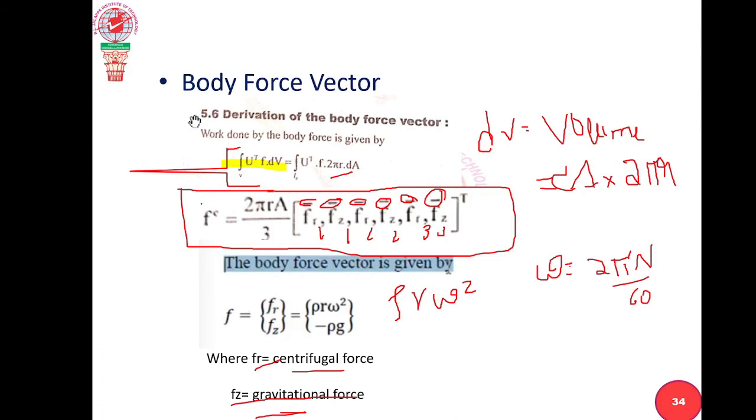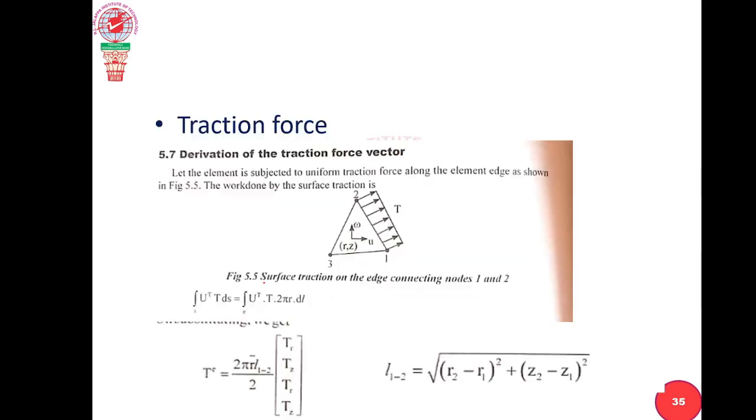you can directly calculate the body force. The total body force becomes 2 pi r A by 3 times Fr1, Fz1, Fr2, Fz2, Fr3, Fz3 with respect to the central axis. That's why the bar comes into the picture. Clear? And finally you have to memorize these two equations to solve the problem. That is body force. Similarly, the last force is traction force.